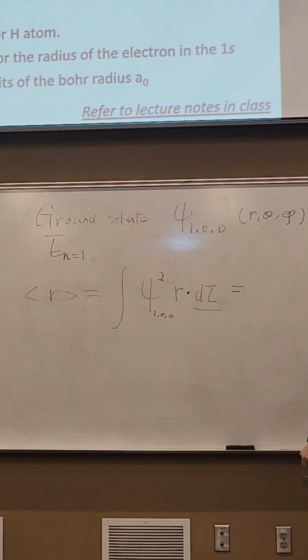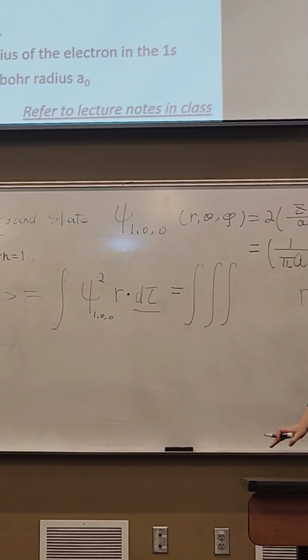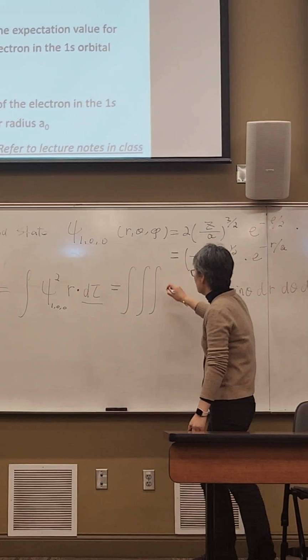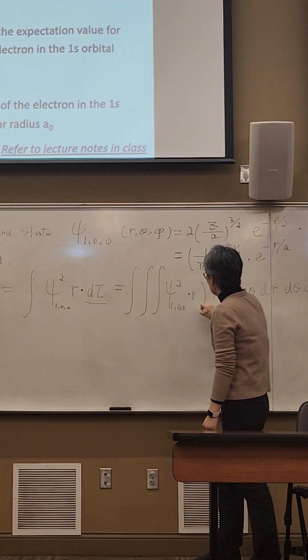So we will have the r squared sine theta, dr d theta, d phi. So that is our d tau. Then you have a triple integral, right? I haven't done anything. I'm still going to copy this, the function, and then times r.